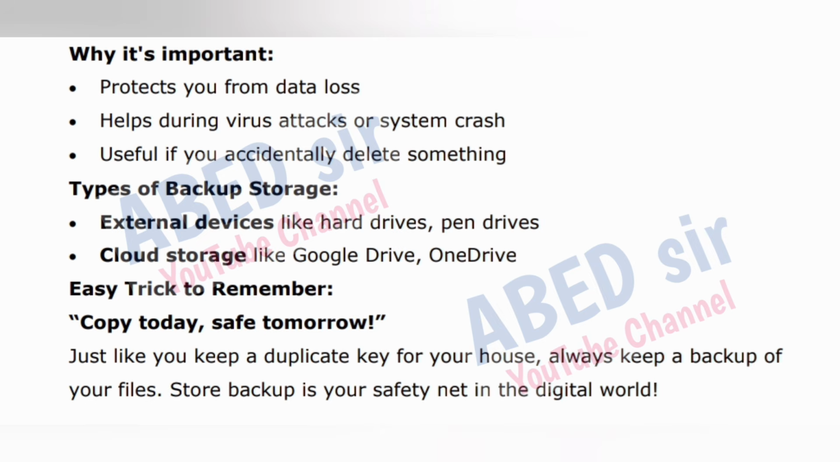Easy trick to remember: copy today, save tomorrow. Just like you keep a duplicate key for your house, always keep a backup of your files. Store backup is your safety net in the digital world.